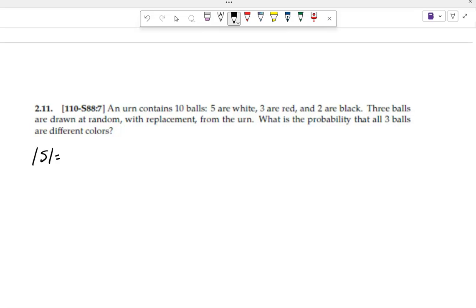How many ways do you have to pick the first ball? And the second one? And the third one? 10. So it'd be 10 cubed, right? It's with replacement. So we have 10 ways to pick the first ball, 10 ways to pick the second ball, 10 ways to pick the third ball. So we just need to multiply them all together, and we'll get 1,000.